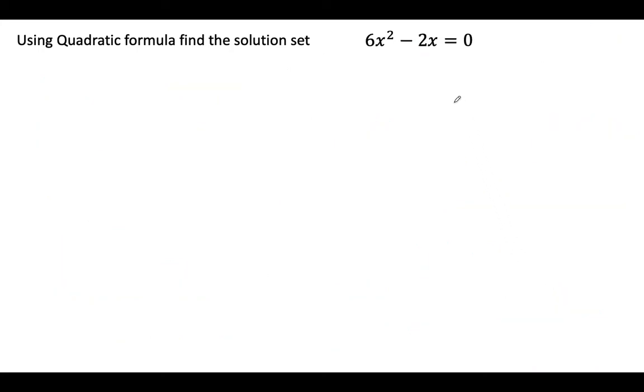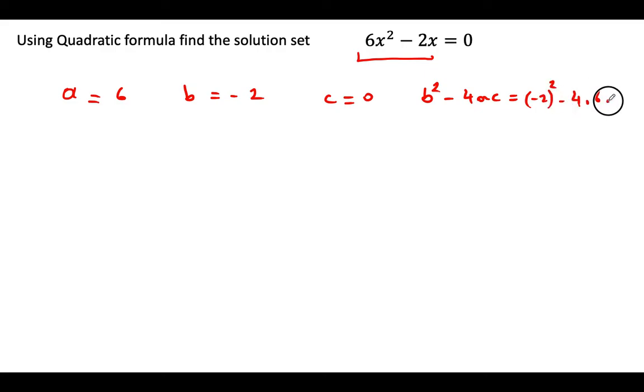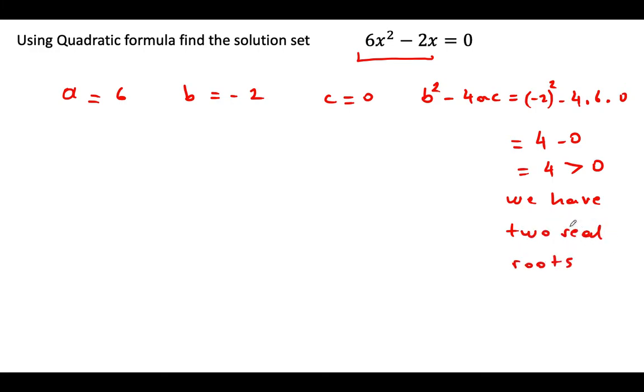Okay. Now, what about this? A in this question is 6, B is negative 2, and C is 0. So B squared minus 4AC will be negative 2 squared minus 4 times 6 times 0. So this will directly be 4 minus 0, which is 4. Since 4 is greater than 0, we have two real roots. Actually here, these real roots are rational roots, or directly integer roots. This is a perfect square, 4, so the roots will be integers.